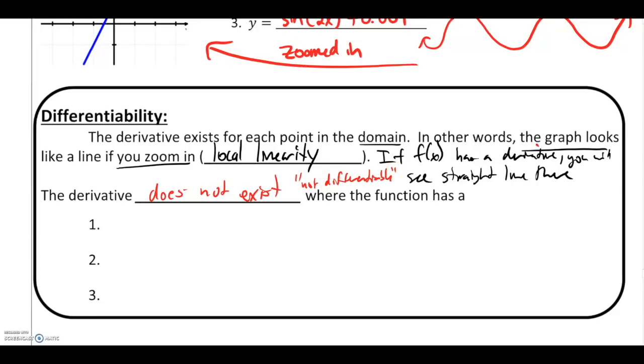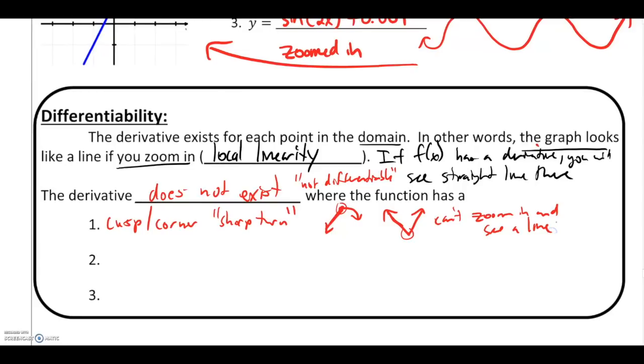And places where it's not going to exist, the first one is a cusp or a corner, any sharp turn. What a cusp looks like is maybe something where you start off with a nice straight line, and at a certain point, you change to a curve. A corner, well, that could be something like our absolute value function, where we know it makes this nice V shape. But in both of those examples, those places where you make the sharp turn, no matter what you do, you can't zoom in and see a line.